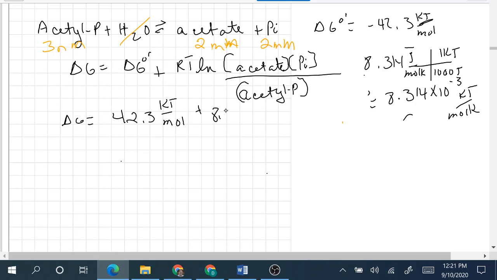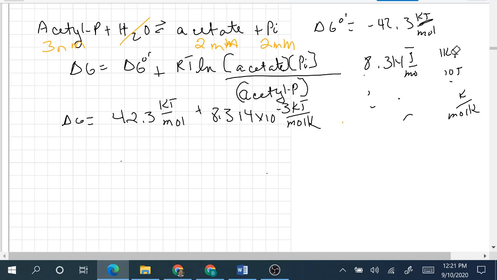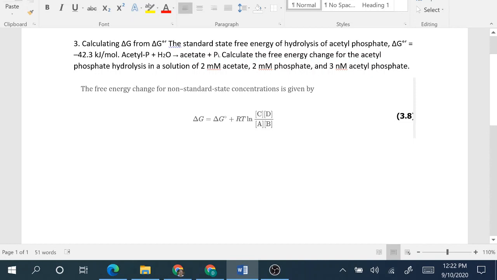So that's 8.314 times 10 to the minus third kilojoules per mole Kelvin. And I've written this kind of close together, so I'm going to go ahead and erase it. Alright, and then we have times the temperature. Now the temperature is the tricky part here because we weren't given a temperature. If you look at this problem, we were not given a temperature, and that is a little bit irritating.